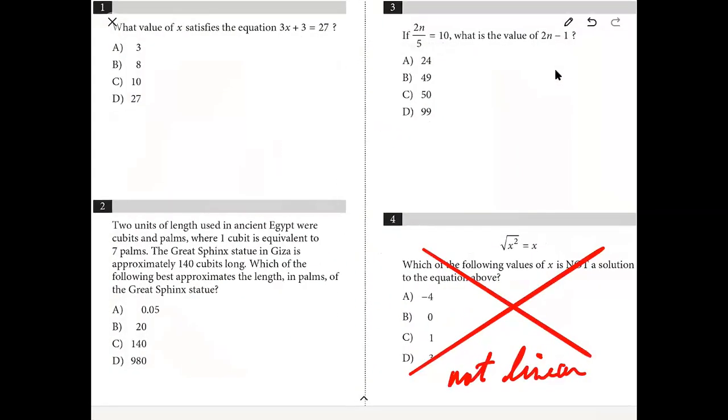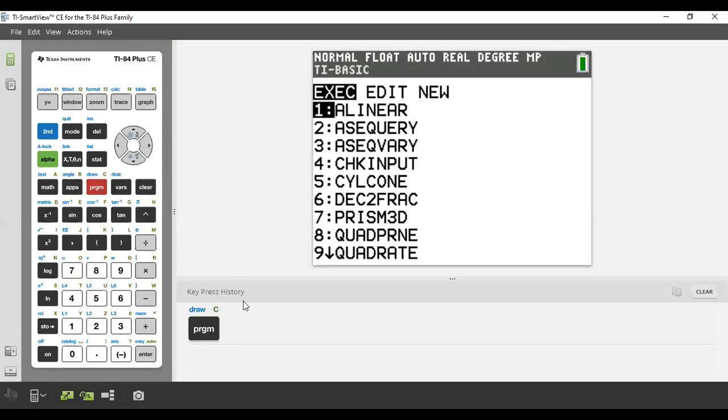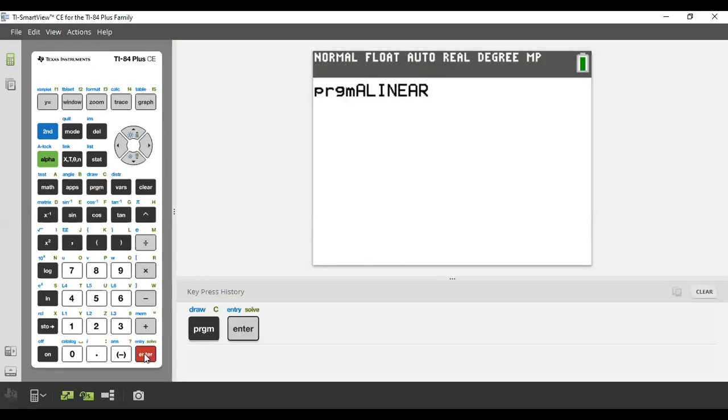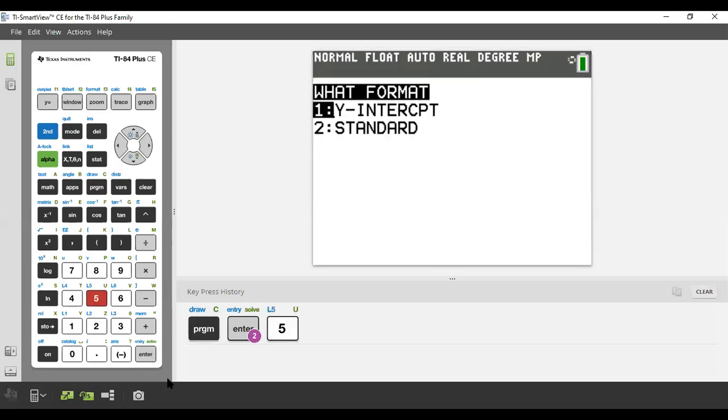All right, so here are the first 4 questions. Out of the first 4 questions, 3 of them you can use the ALINEAR program on. Again, it doesn't mean that you have to, but I want to show you how you could if you wanted to. The very first question says, what value of x satisfies the equation 3x plus 3 equals 27? So I'm going to go to my program. You would press the program button. It's the very first one called ALINEAR. Press enter again. In this case, we're going to use a system of equations.